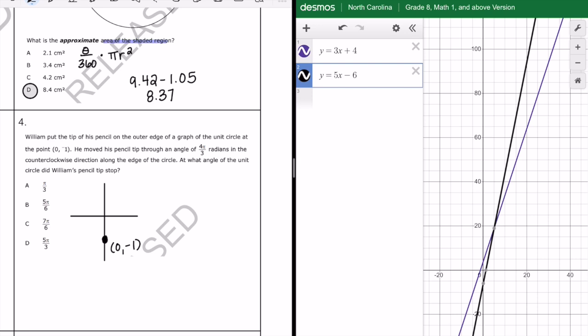So when we think about a clock, here's my clock. This is normally 12, 3, 6, and 9. This is clockwise going this way. So if we're going counterclockwise, we're going to go the opposite way. So starting from that point, he moved his pencil by 4 pi over 3 radians. So I'm going to go ahead and convert that into degrees.